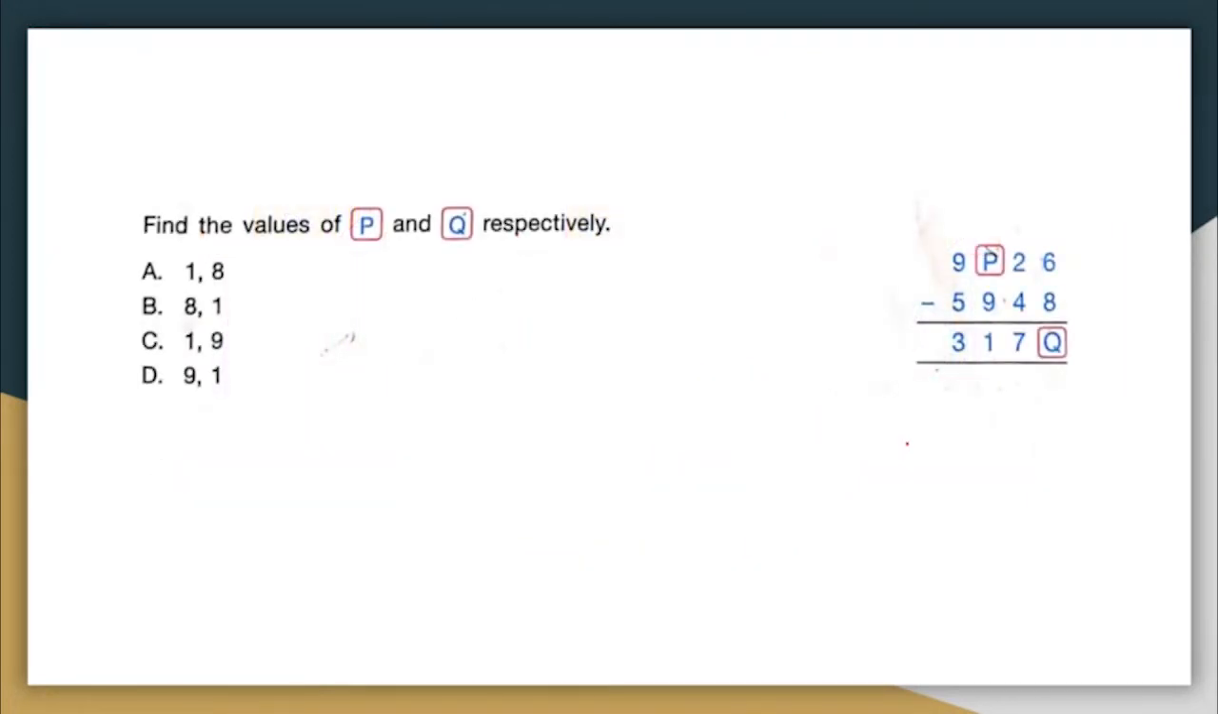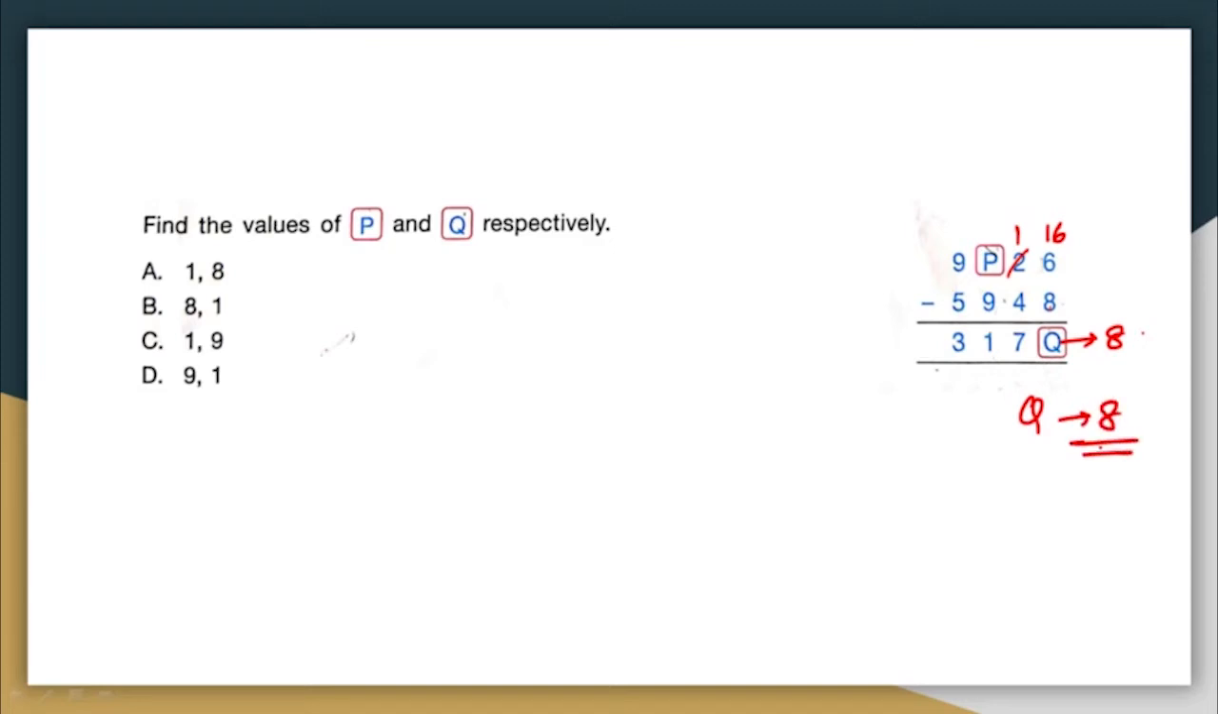Find the values of P and Q respectively. What will be the value of P and Q here? There is a subtraction that is happening here. So 6 minus 8, I can't do 6 minus 8, so I borrow from here. This will become 1 and this will become 16. And what is 16 minus 8? 16 minus 8 is 8. So the value of Q is 8.